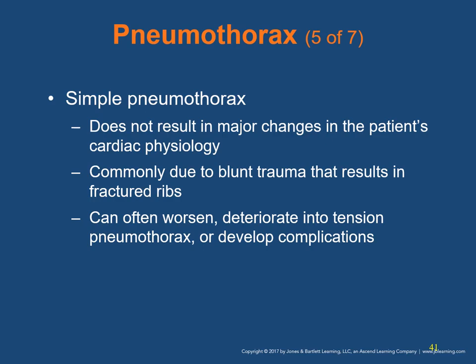Be vigilant because the simple pneumothorax can often worsen and deteriorate into a tension pneumothorax or develop complications like bleeding or hemothorax. Pre-hospital treatment: provide high-flow oxygen, monitor the oximeter readings and breath sounds, and treat the underlying cause of injury. Do not withhold positive pressure ventilation if the patient needs support. It may cause tension pneumothorax. Have a plan to resolve the complications.